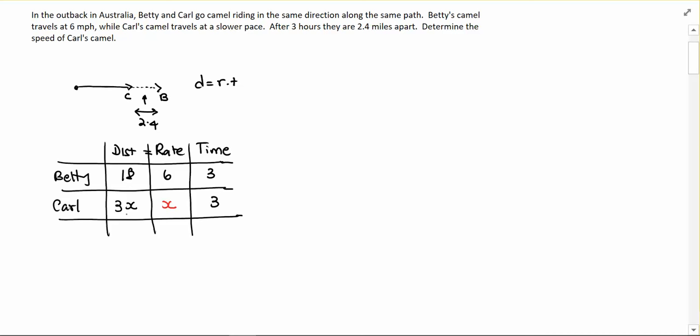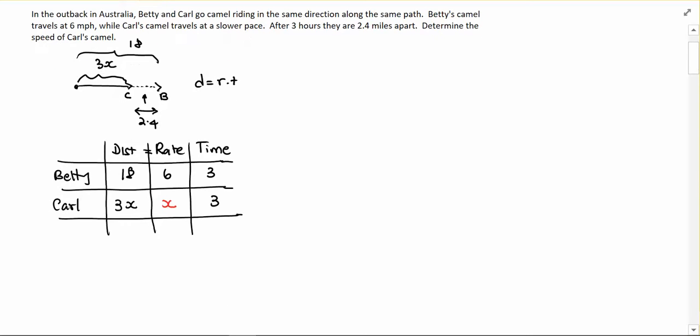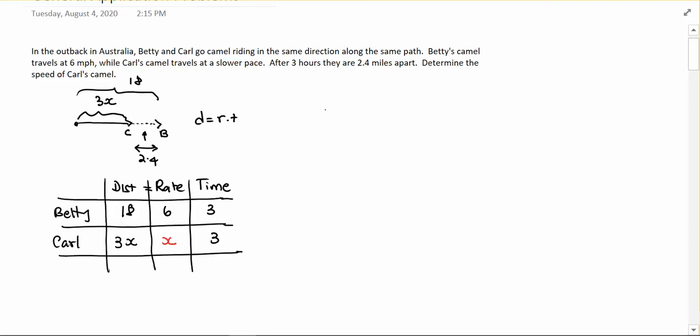So Carl's distance is 3x. Now we need to come up with an equation. We do know that after 3 hours they're 2.4 miles apart. So this 3x represents Carl's distance, and the 18 represents Betty's distance right there. If you take that difference, you end up with 2.4. So that is your equation. You could have said 18 minus 3x is 2.4. Another equation that you could have come up with is 3x plus 2.4 is equal to 18. Either of those works. It just depends on how you visualize it. I'm going to go with this first one.